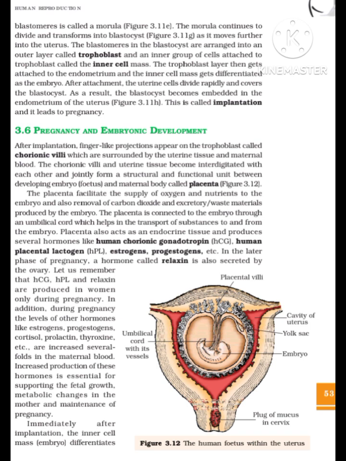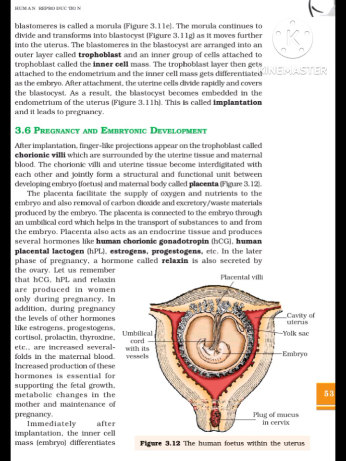In addition, during pregnancy the levels of other hormones like estrogens, progestogens, cortisol, prolactin, thyroxine, etc., are increased several folds in the maternal blood. Increased production of these hormones is essential for supporting the fetal growth, metabolic changes in the mother and maintenance of pregnancy.